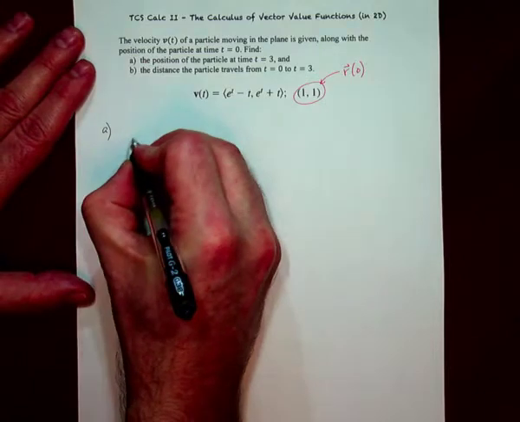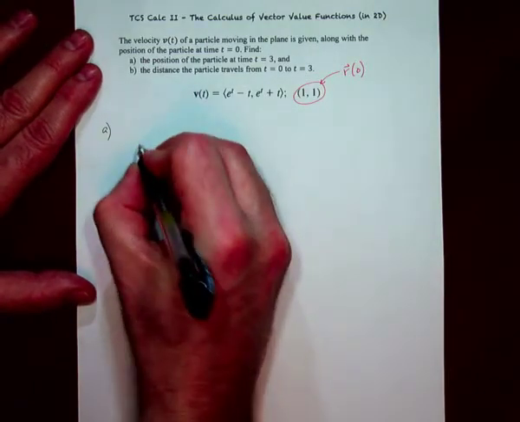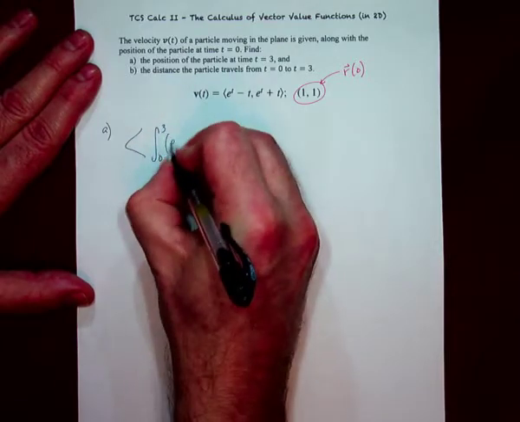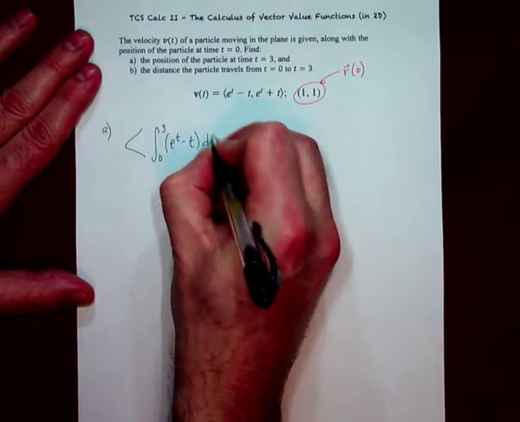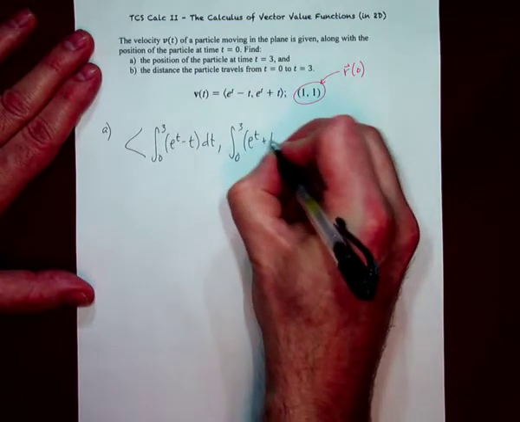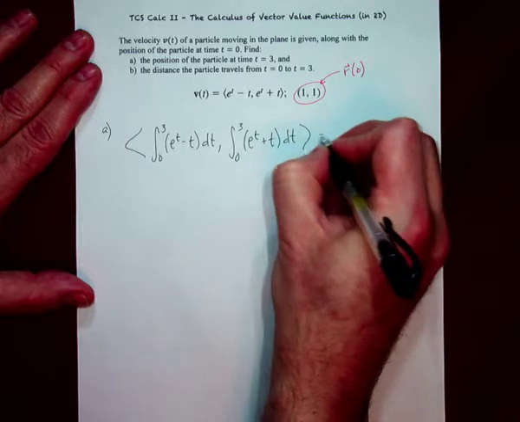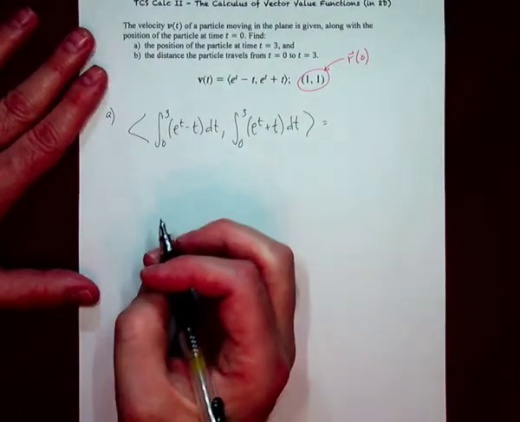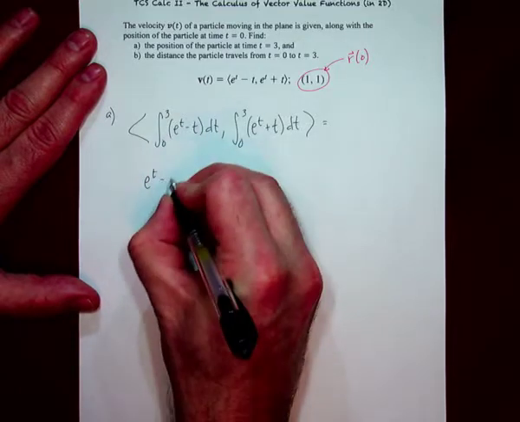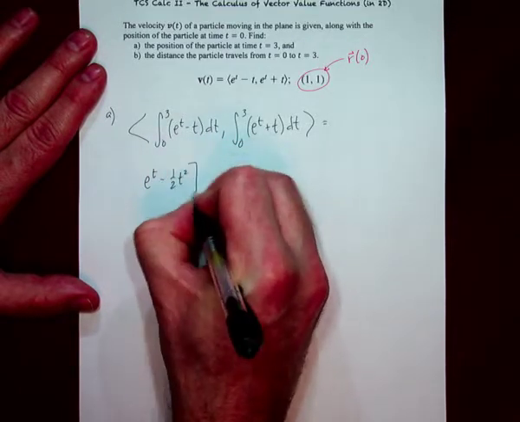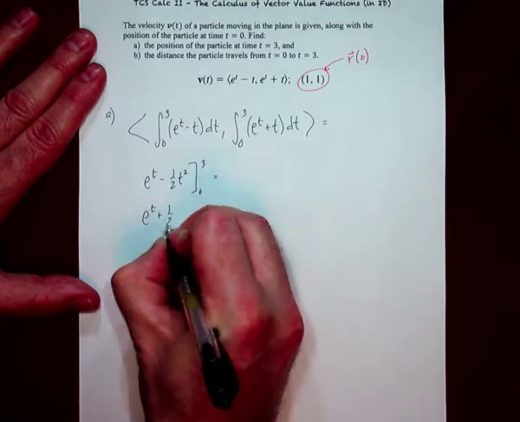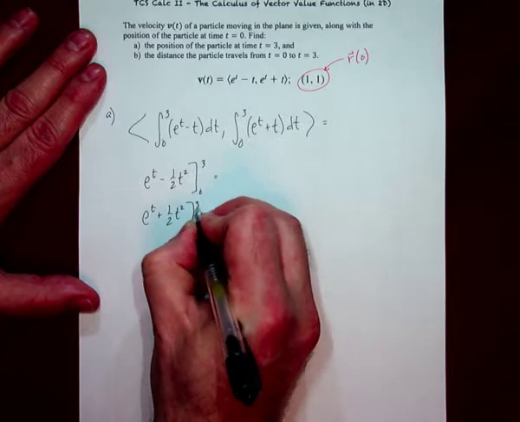So what I want to do is find my displacement vector. My displacement vector is the integral from 0 to 3 of e to the t minus t dt, and the integral from 0 to 3 of e to the t plus t dt. Now thankfully the anti-differentiation is relatively simple in this one. The first one becomes e to the t minus 1/2 t squared, and we're going to evaluate from 0 to 3. And the second one becomes e to the t plus 1/2 t squared, and we're going to evaluate from 0 to 3.